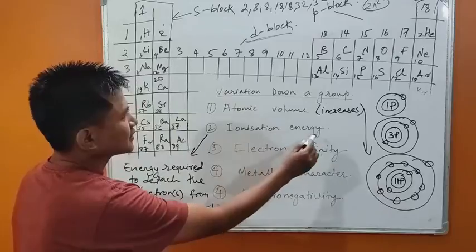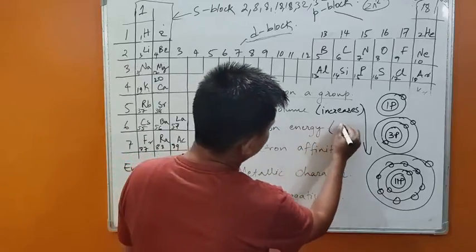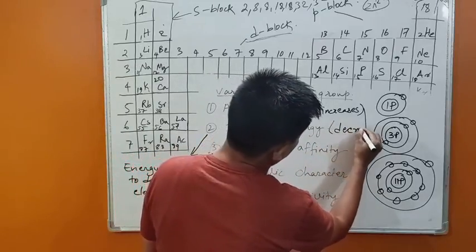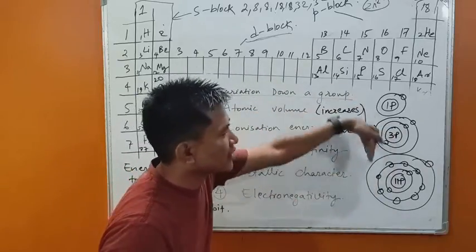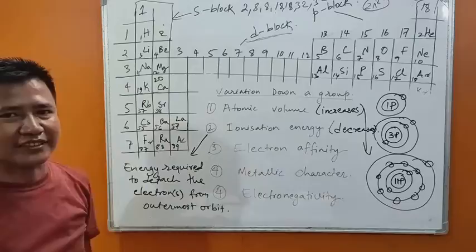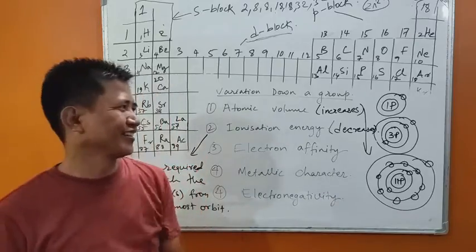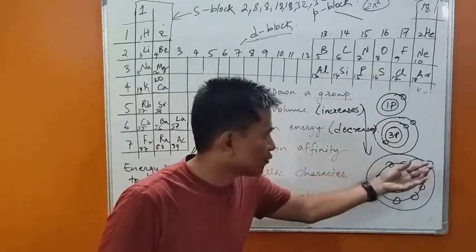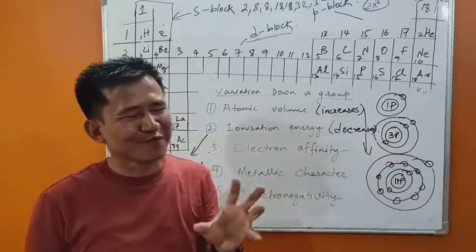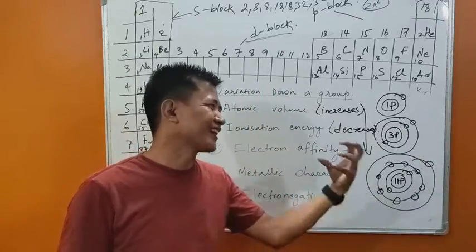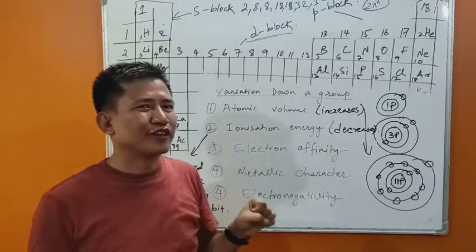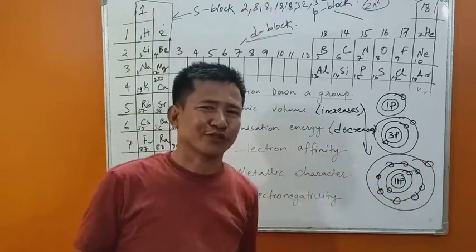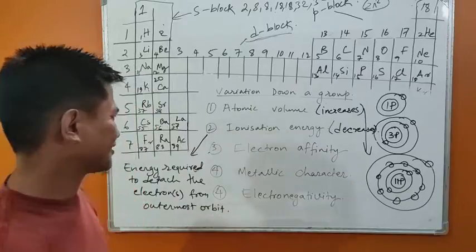So ionization energy decreases down a group. The more you move downwards, the less energy you require to detach an electron. If you move down a group, lesser energy will be required to remove the electron from the outermost orbit. I hope you got this.